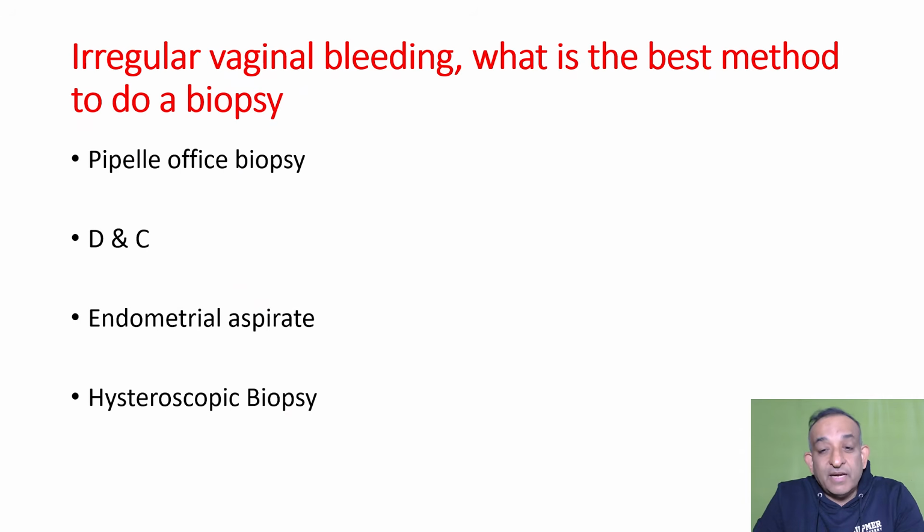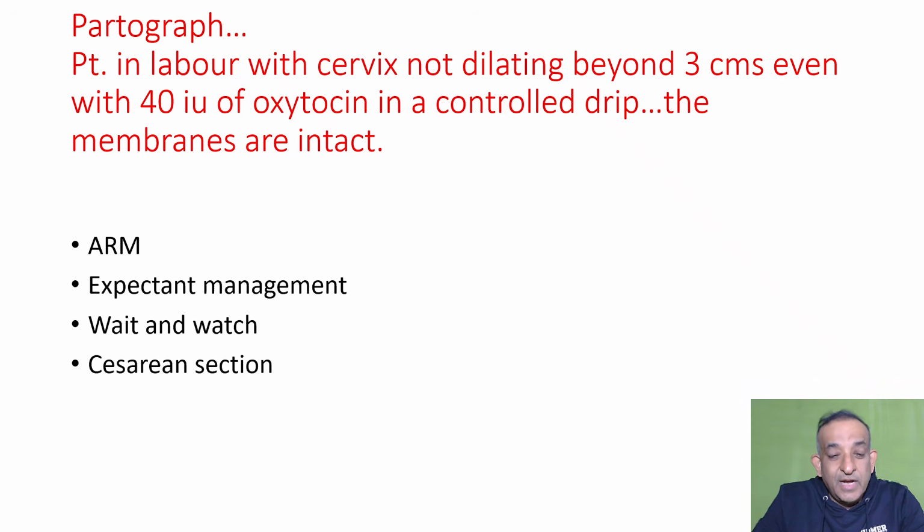Right. Irregular vaginal bleeding. What is the best method to do a biopsy? So remember, I have told you this many times. If a woman has irregular vaginal bleeding, examine her first and then assess the endometrium. If there is no vulval, vaginal, or cervical lesion, assess the endometrium in the OPD itself, with a pipelle biopsy. Or take her to the OT, you can do a D&C. Better than pipelle biopsy, but not the best, because the best is hysteroscopic biopsy. So, answer is hysteroscopic biopsy. I'm sure you got that correct.